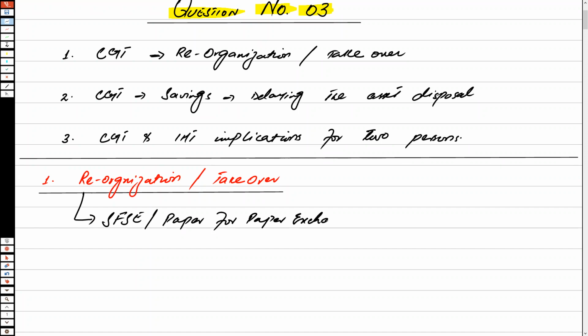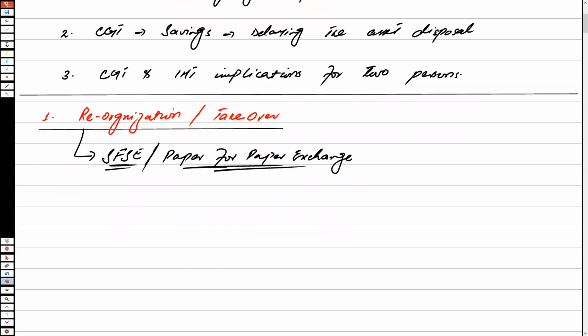Normally at time of reorganization or takeover, such transaction takes place like share for share exchange, also termed as paper for paper exchange. So what exactly happens at time of reorganization or takeover? For example, I'm just going to apply this situation on yourselves, then you will be able to learn in a good manner.